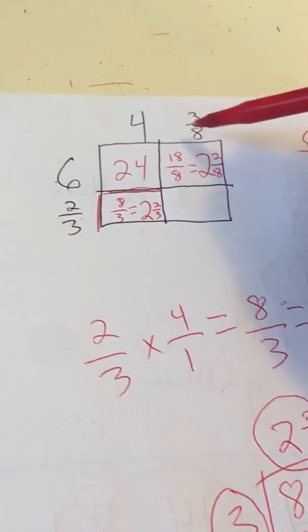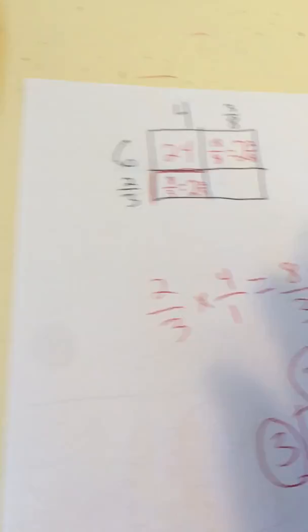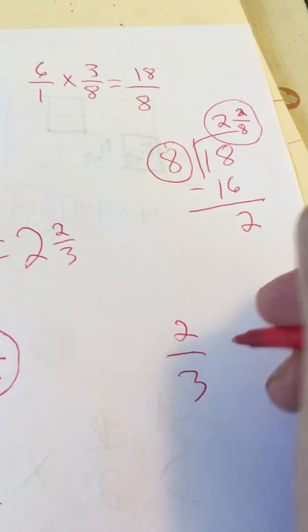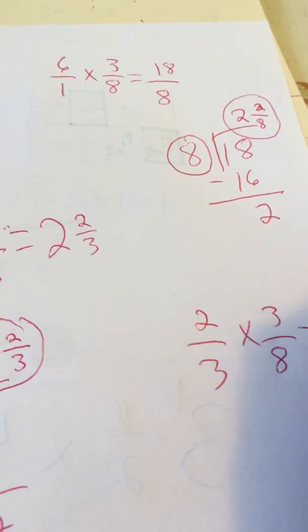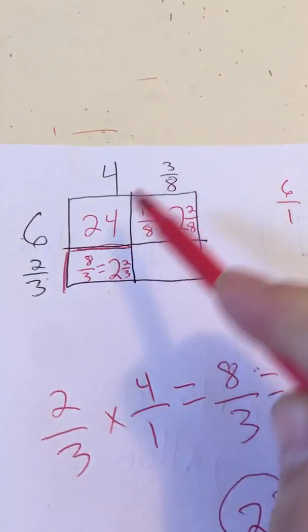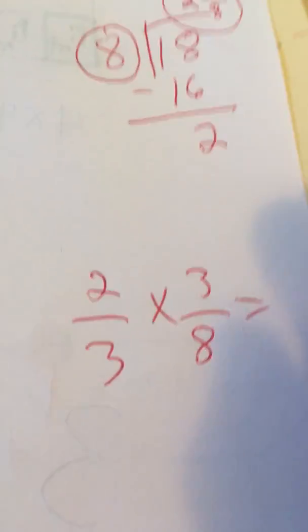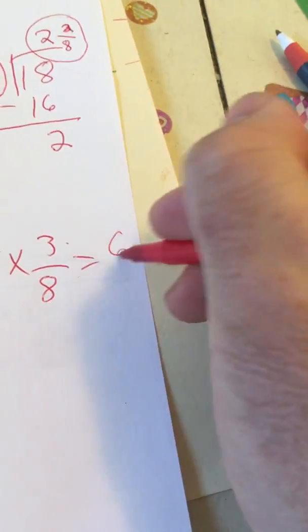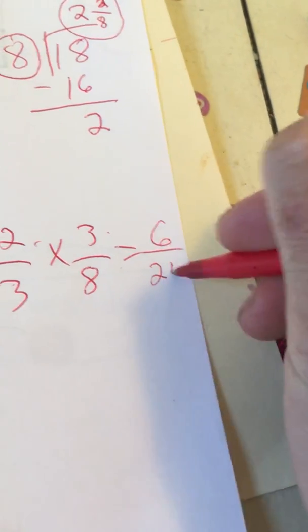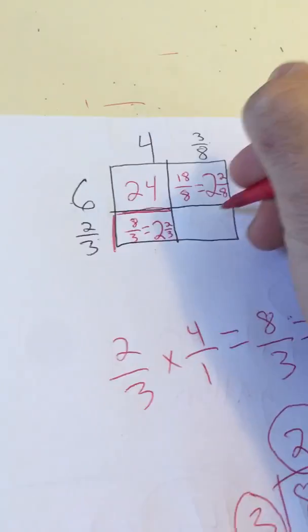Last part, we got to do 2/3 times 3/8. So let's do that. 2/3 times 3/8, and that'll be the last part that we need to multiply. 2 times 3 is 6. 3 times 8 is 24. We have 6 24ths here.